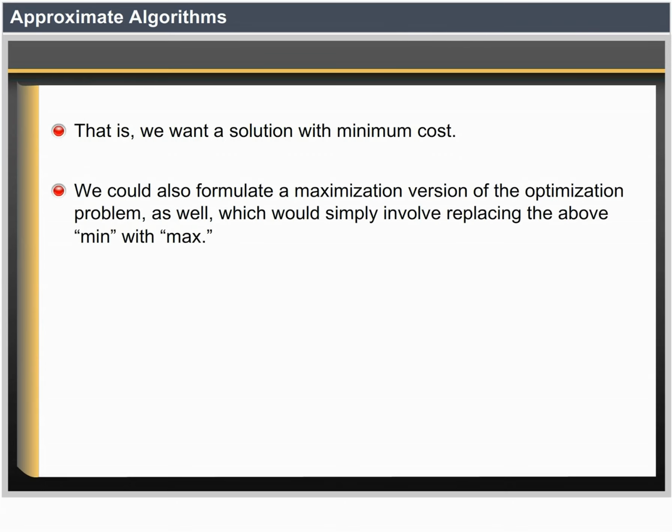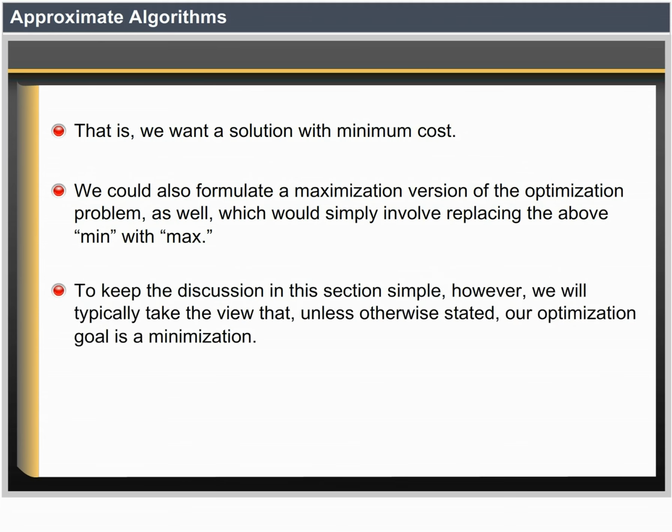We would also formulate a maximization version of the optimization problem as well, which would simply involve replacing the above min with max. To keep the discussion in this section simple, however, we will typically take the view that unless otherwise stated, our optimization goal is a minimization.